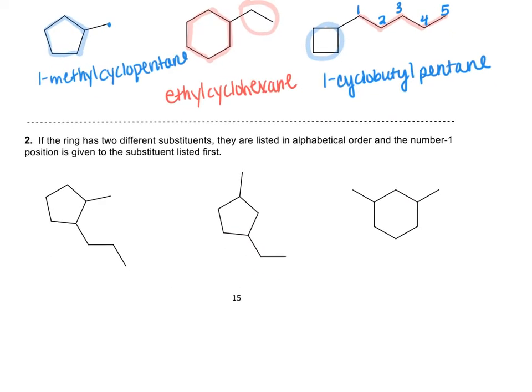As it says, if the ring has 2 different substituents, we list them in alphabetical order, and 1 is given to the substituent listed first. So in this first case, our parent chain is cyclopentane. We have a methyl here, and we have a propyl here. So we're going to give the 1 position to methyl and 2 to propyl based on alphabetical. So 1-methyl, 2-propyl, then we list our parent, which is cyclopentane.